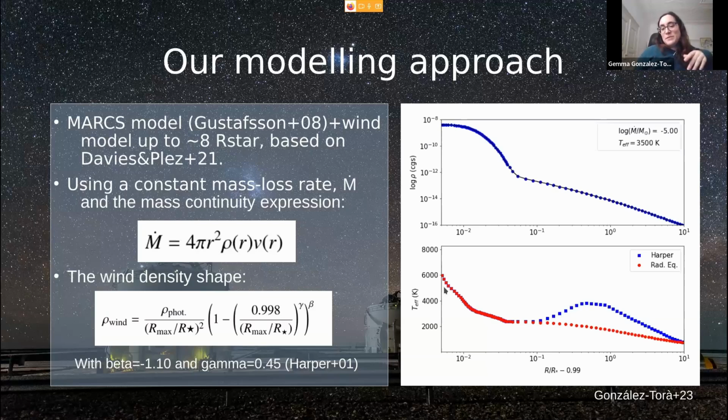Then for the effective temperature, it's the same thing, but here we have two different profiles. The first one is radiative equilibrium, so it's just the temperature decreasing with radius. But for the observations of Betelgeuse, red supergiants have chromospheres, and we expect that the temperature is going to increase in the chromosphere. So we are using two different models: this one with radiative equilibrium, which is just the temperature decreasing, and then the Harper model, where we have a bump, so the temperature increases at around 1 stellar radii.